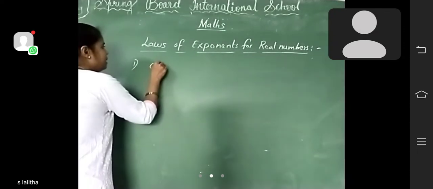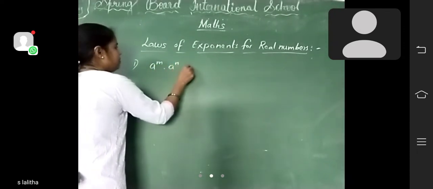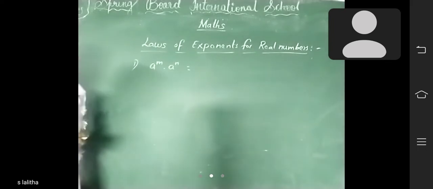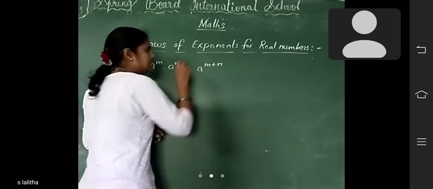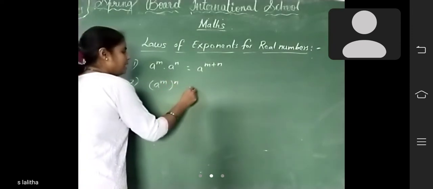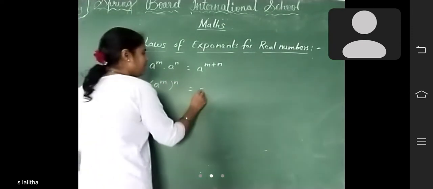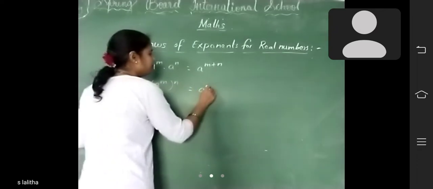a power m into a power n. How can you write this one? a power m plus n. Now, second law is a power m whole power n. How can you write this one? a power m into n.